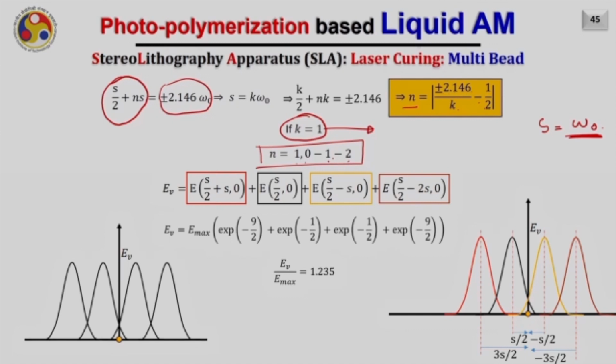And hence your exposed energy will be exponential minus 9 by 2, exponential minus 1 by 2, and exponential minus 1 by 2 plus exponential minus 9 by 2. As a result, you will have EV divided by Emax as 1.235. Now you have got both the expressions: EH by Emax as 1.271 and EV by Emax as 1.235.